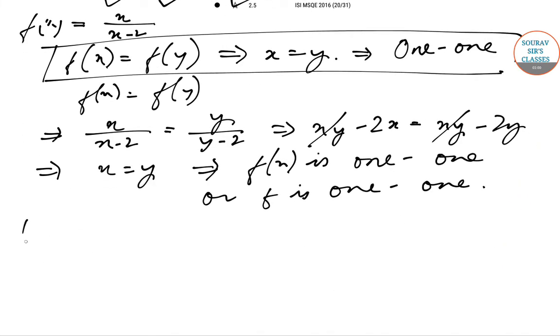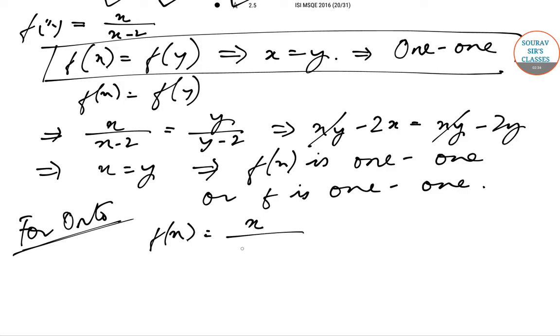Now we have to check whether f is onto. Now for onto, what do we mean by onto? This implies that if we find out the values of x for which y is in the range, then if the set where x belongs lies entirely within the domain, in that case the function is onto. So in this case we will assume that f of x, which is given by x upon x minus 2, is equal to some value y.